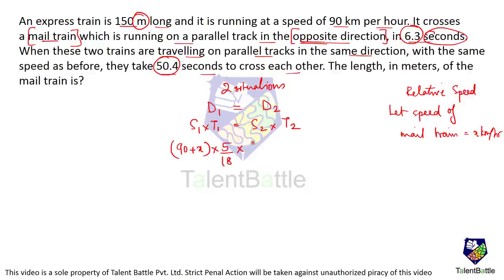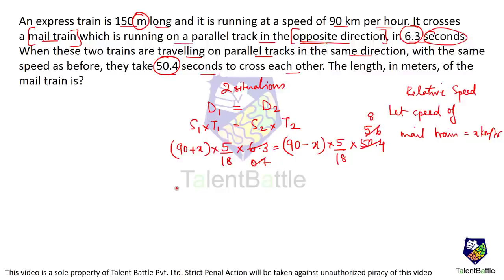Okay, and the time taken is 6.3 seconds in the first case. In the second case, since they are moving in the same direction, speed is going to be 90 minus x, converting it into meters per second. And time taken is 50.4. Okay. So this is going to be 9 into 0.7, and 9 5s are 45, 5.6. Okay. So this comes out to be 0.7 ones are 0.7 into 8s are.